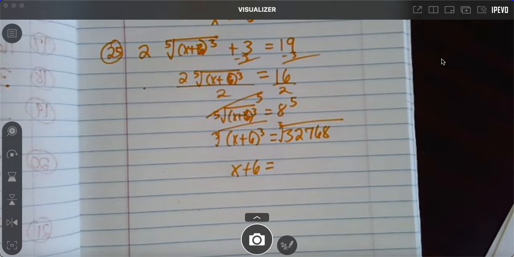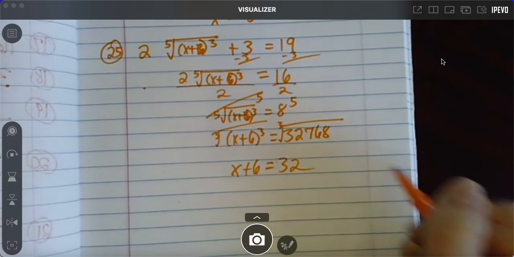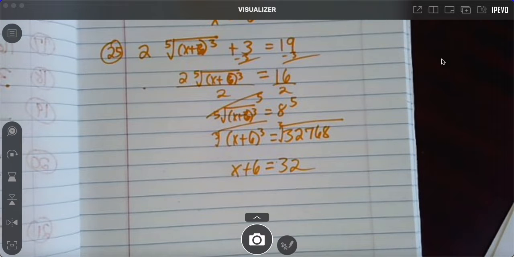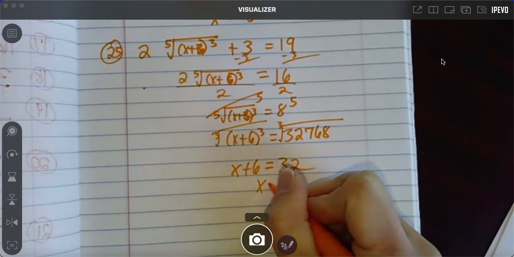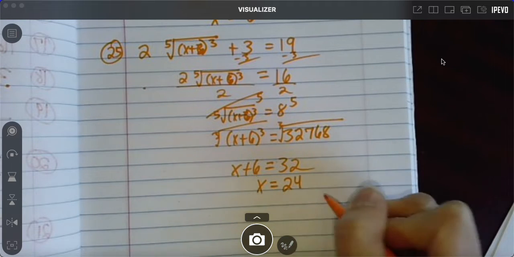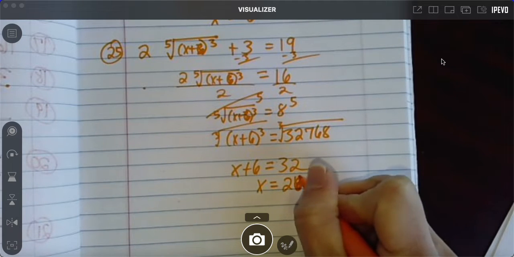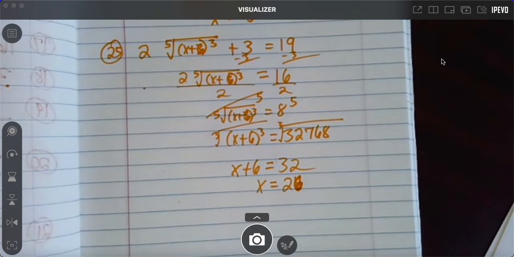Y'all know she cheated. She's still using her calculator. What's the cube root? It is 32. 32, good job. Then what do we do? Subtract 6. Subtract 6, and we get 26. Yep, it is 26. Oh, look at you there. I wrote the wrong thing at first, I think. Yeah, it's 26. All right, it's A. It's better than saying 8.